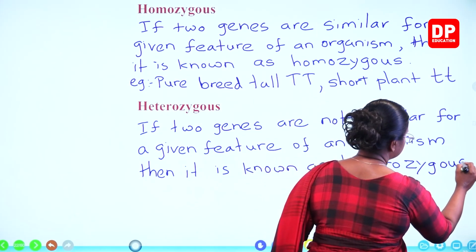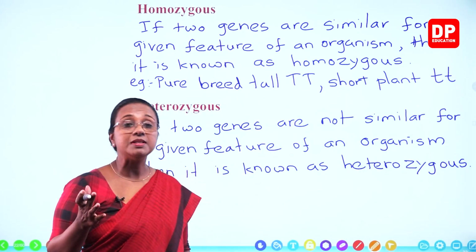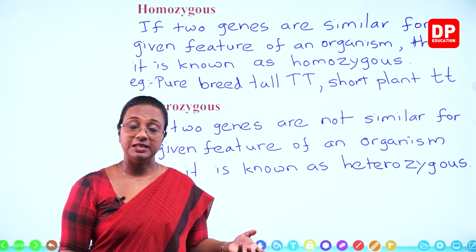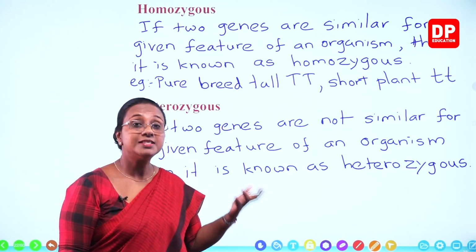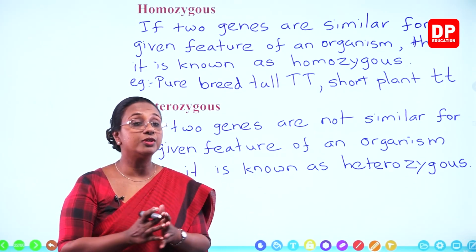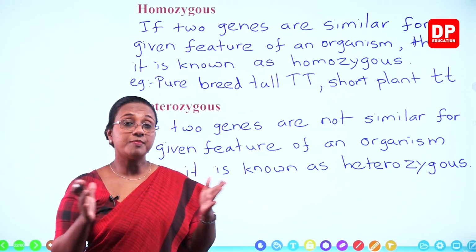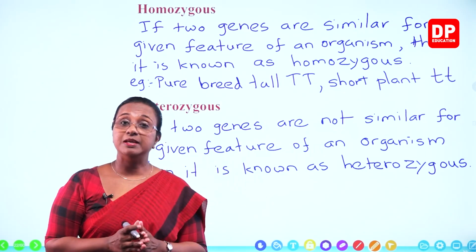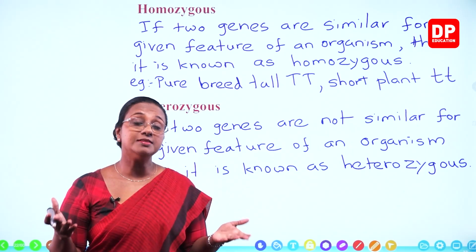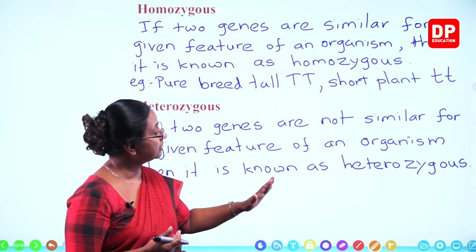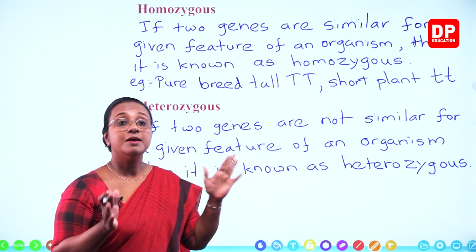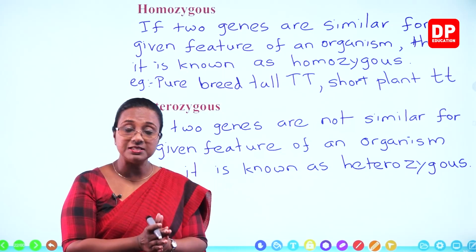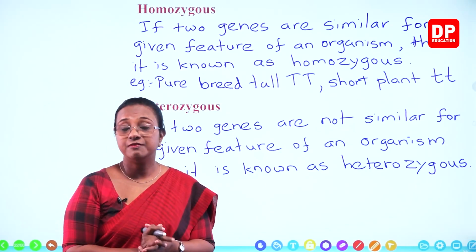So you can remember this easily, students. You know the meaning of homo: similar. Hetero: different. Zygous, zygote. Zygote is what? Formed from the combination of two gametes. So, male gamete and female gamete combine to form the zygote. So, heterozygous or homozygous means the combination of genes. Homozygous, similar genes. Heterozygous, different genes.